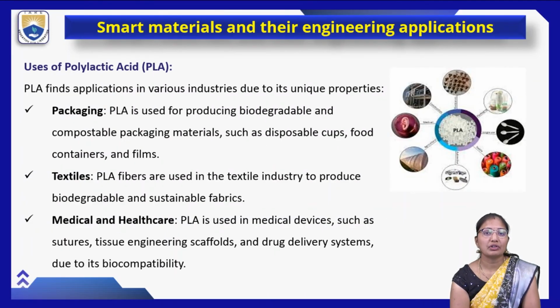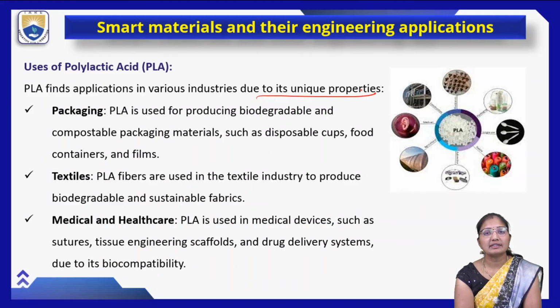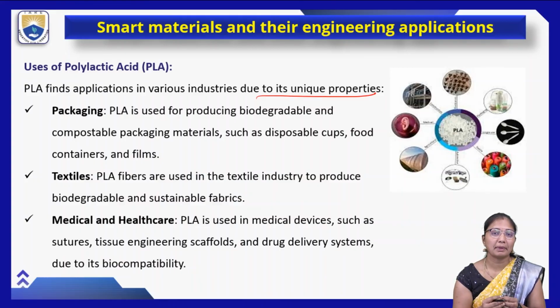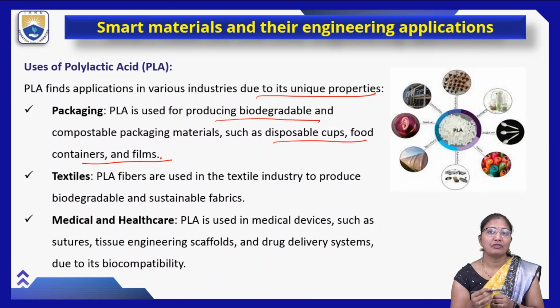So what are the uses of polylactic acid? It finds application in various industries due to its unique properties. First and foremost is packaging. As it is biocompatible and won't react with food materials, PLA is used for producing biodegradable and compostable packing material such as disposable cups, food containers and films to pack food.